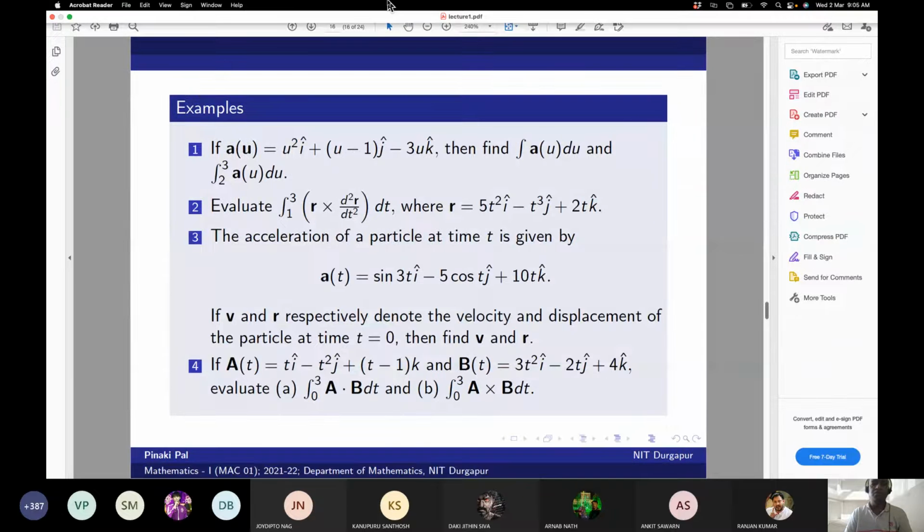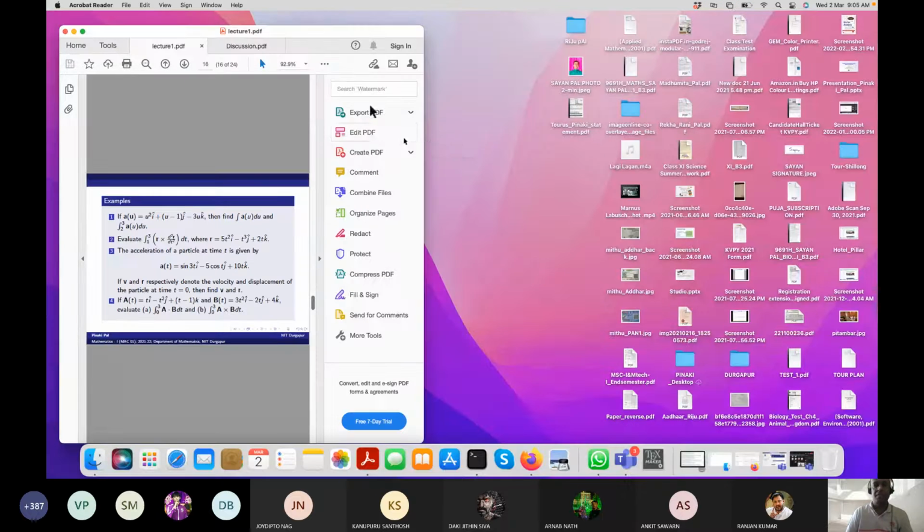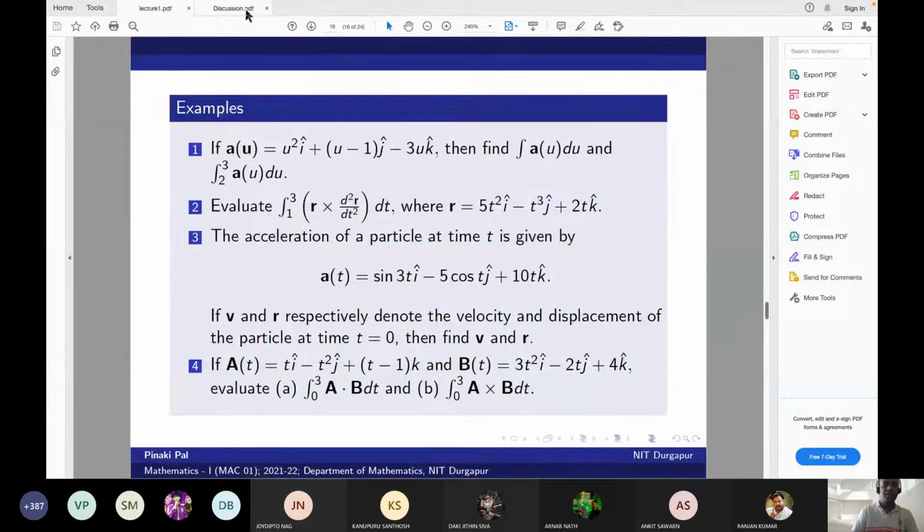Can you see the slide, or has it stopped sharing? No, sir, we can't see. No, sir, we can see, sir. Okay, thank you. It's fine.